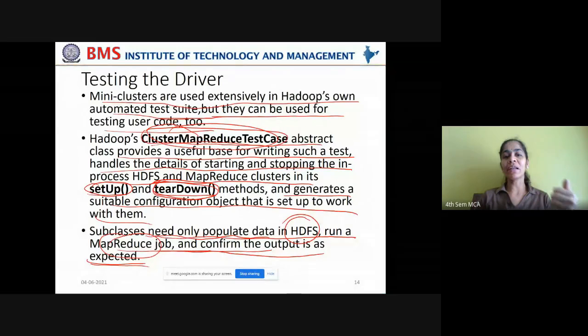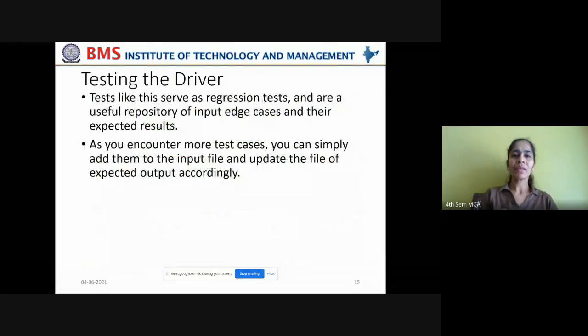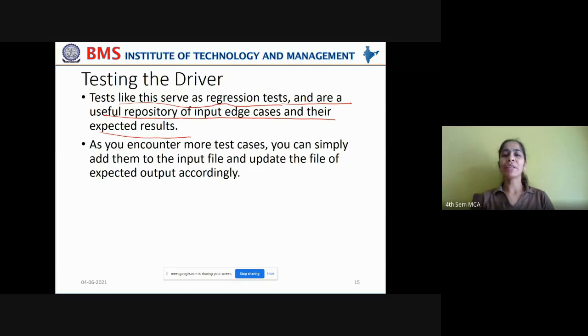Okay, all the setting up of the clusters and tearing down of the clusters, meaning creating the instance of a cluster on which the job has to be run and again shutting down that instance, can all be taken care of in the background by ClusterMapReduceTestCase. Now, tests like this serve as regression tests and are a useful repository of input edge cases and their expected results. So where do we use these regression tests? If you want to add extra features, and once these features are added, you want to know whether they are compatible with the existing features and working well without raising any errors, you have to perform regression tests.